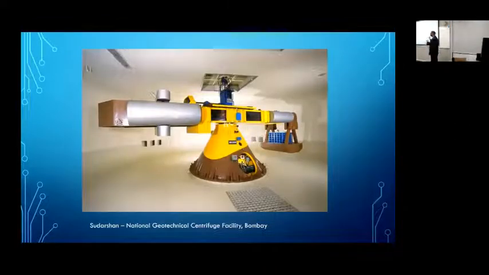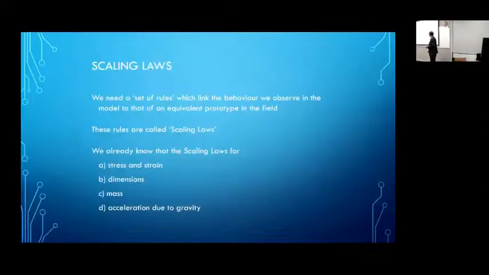I always put this picture because I was responsible for designing and building this in collaboration with IIT Bombay. And this is a homemade, made in India centrifuge. It also works perfectly fine.